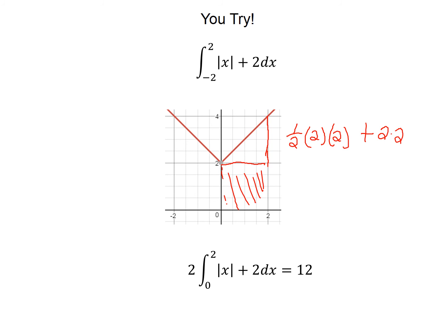So what is that? Half of 2 times 2 gives me 2, plus 4, which is 6. But I just found the area of this portion of it. To find the area of the complete thing, I have to multiply that by 2, and that's how I got 12.